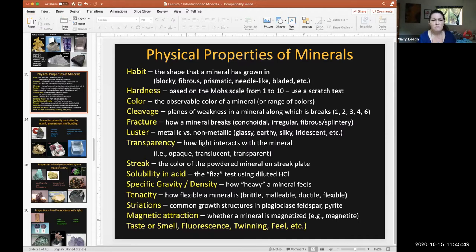Magnetic attraction. Most minerals are not magnetized or not magnetic, but some are, and you have magnetite. It's a pretty common mineral, but usually just small pieces in your rock. You'll see that it attracts.